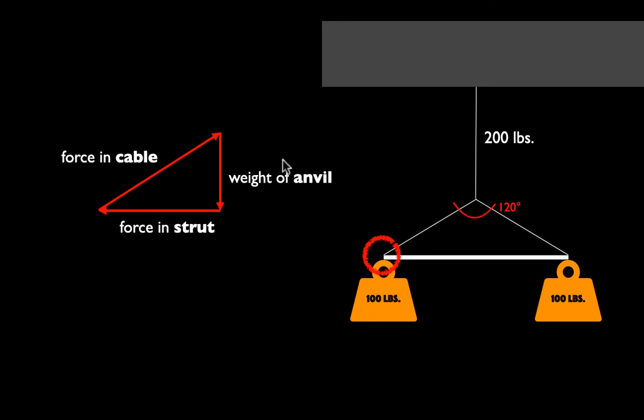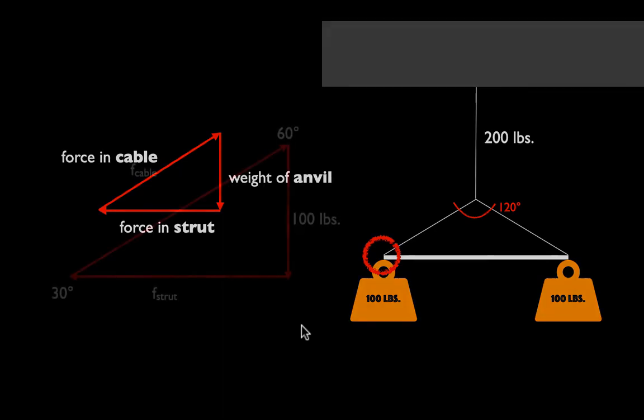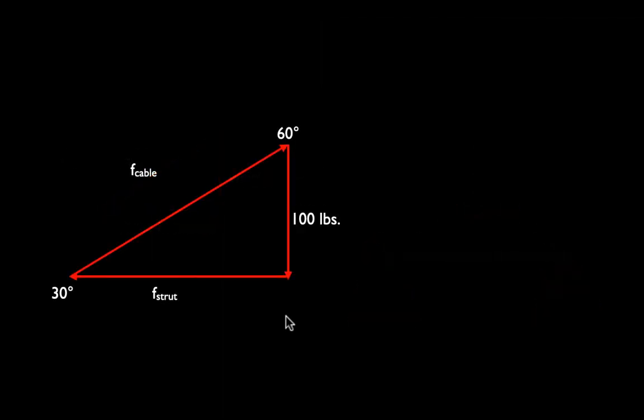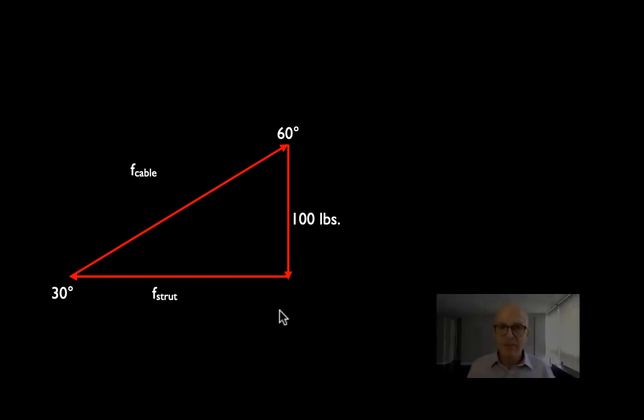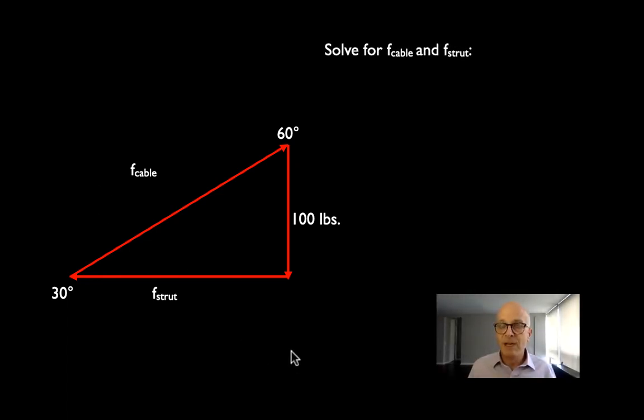So here's our force triangle now: weight of the anvil, force in the strut, force in the cable. We could do it the other way around. We could go weight of the anvil, force in the cable, force in the strut, so long as the arrowheads and tails are all pointing towards each other. And now if we throw some trig at this force triangle to find the loads in the cable and the strut, we use a similar process, but we've got to use slightly different trigonometric functions.